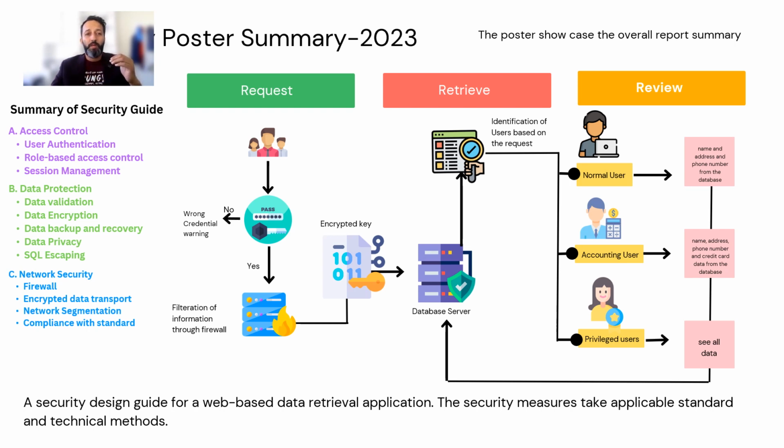There are administrator users who are given the privilege to alter, add, or remove data in the database as per the organization's requirements. There could be normal users who can only see the names and phone numbers. There could be accounting users who can see names and other information along with the credit card information, and there could be some other hierarchy in the organization, privileged users who can access the database.